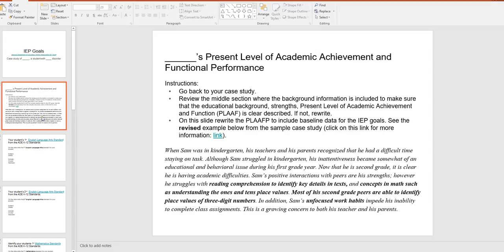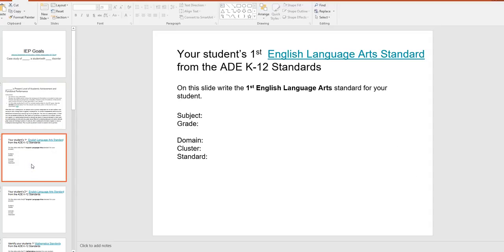your template. So you have the present level of academic achievement and functional performance, making sure that you have gone back and given the baseline, and I have the example here below with my student Sam, and the baseline data is in bold. And then you have the English language arts standards. You should have 2, and following the standards on the Arizona Department of Education, then you went and listed the subject, grade, domain, cluster, and standard for both English language arts.